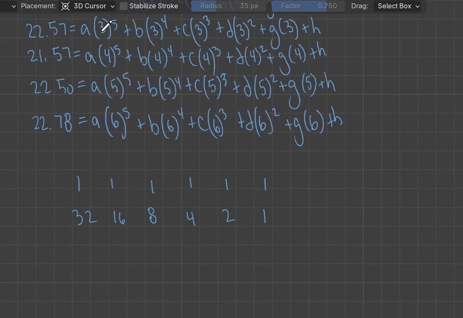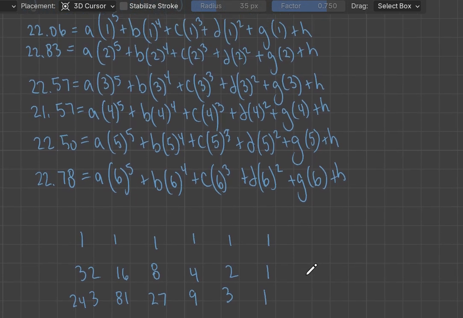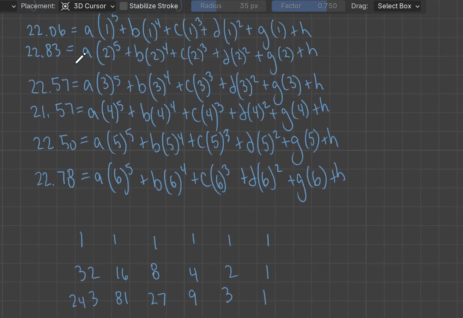Next, on the next row is the 3's. So we have 3 to the fifth, which is 243. 3 to the fourth is 81. 3 to the third is 27. And then we have 9, 3, and 1. So I'm done with that one. Done with that one. Done with that one.